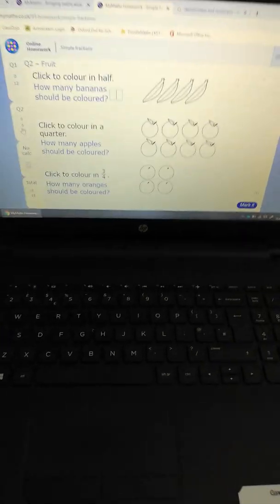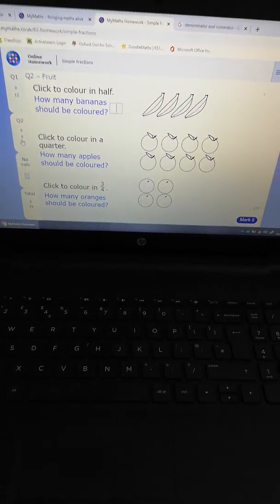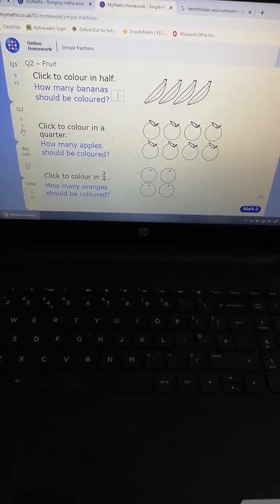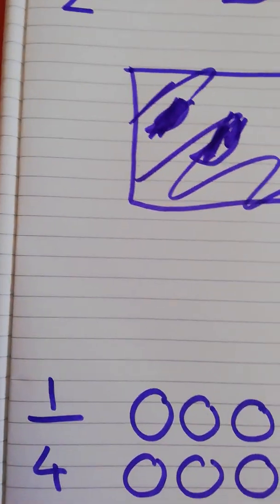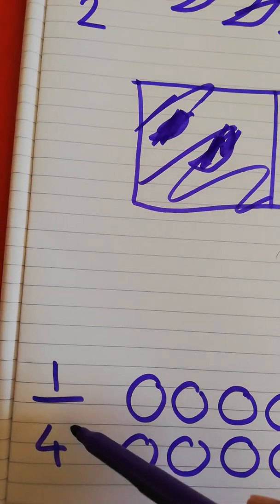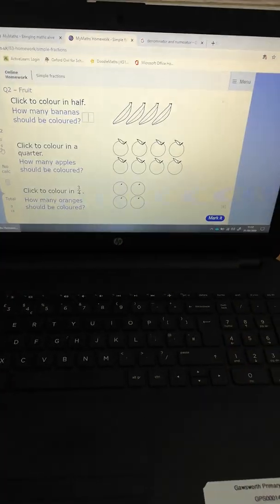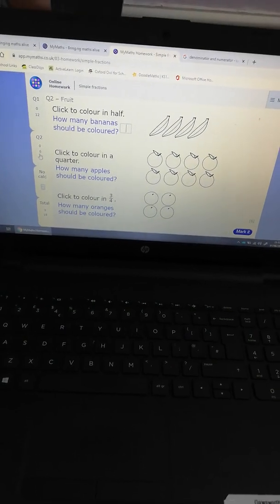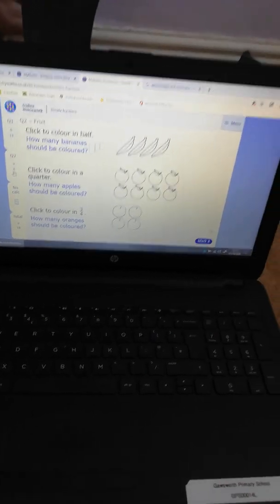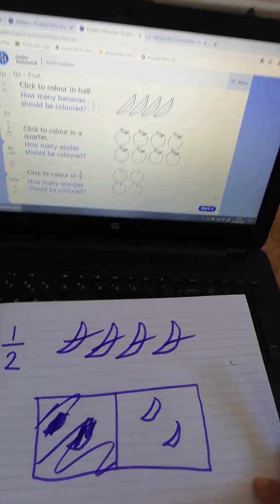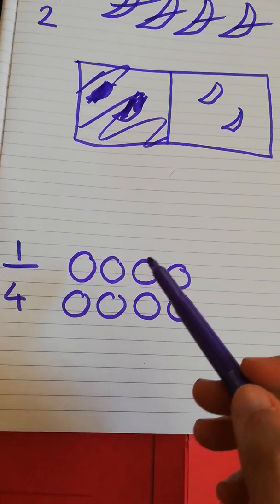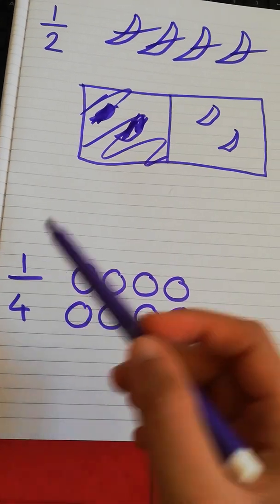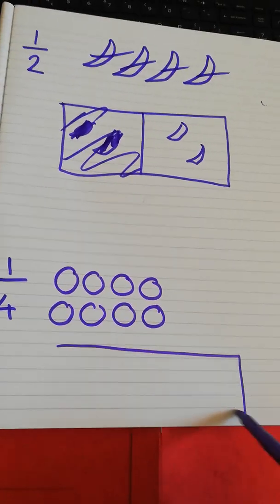Now the next question says click to colour a quarter. How many apples should be coloured in? Again, there aren't 4 apples because we know a quarter looks like this. There aren't 4 apples there. There are actually 8 apples. So again, I'm going to have to share them out into 4 parts and figure out how many is in 1 part, and that's the amount I need to shade in.